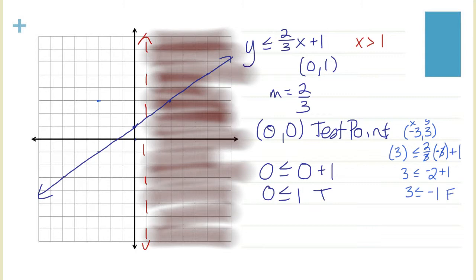That is false. So again, I'm going to shade where I got the true result. I'm going to shade the side that includes 0, 0. So I'm going to shade down here.